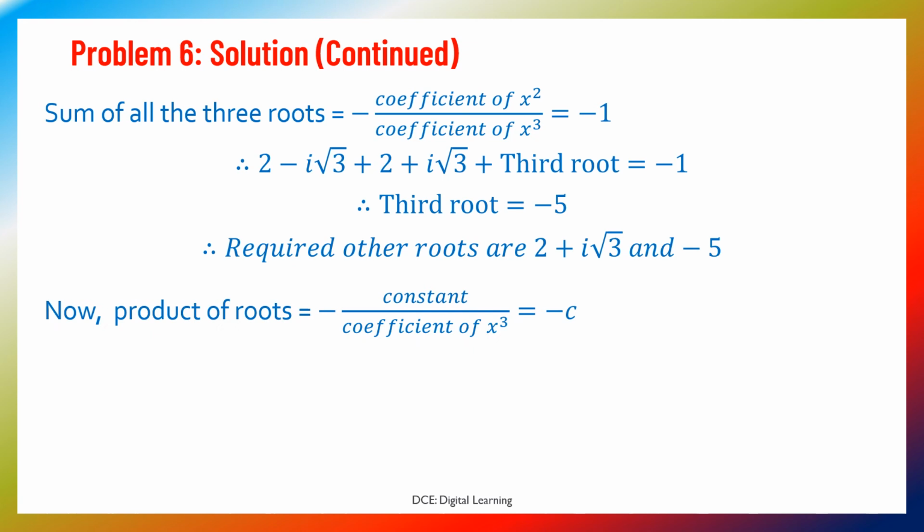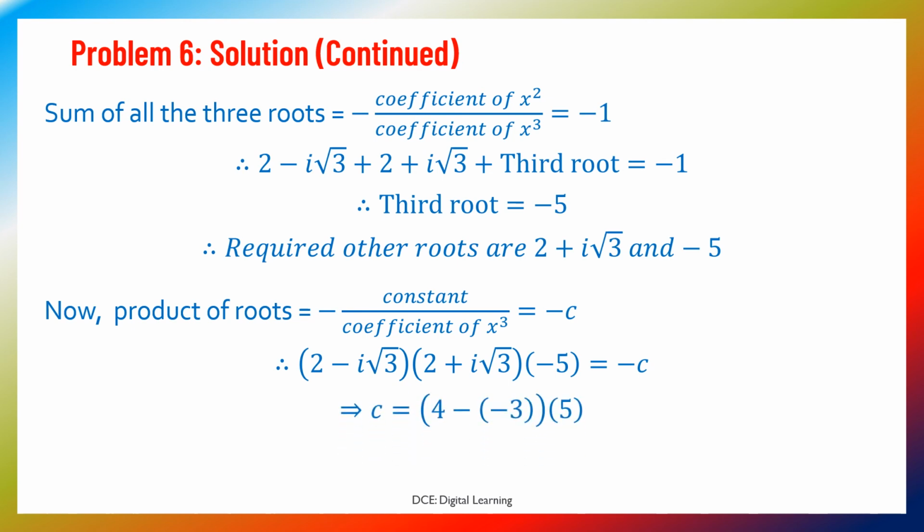Next, the product of roots equals minus the constant by the coefficient of x^3, which is equal to -c. Therefore, (2 - i√3)(2 + i√3)(-5) = -c, which implies c = (4 - (-3)) × 5, which implies c = 35.